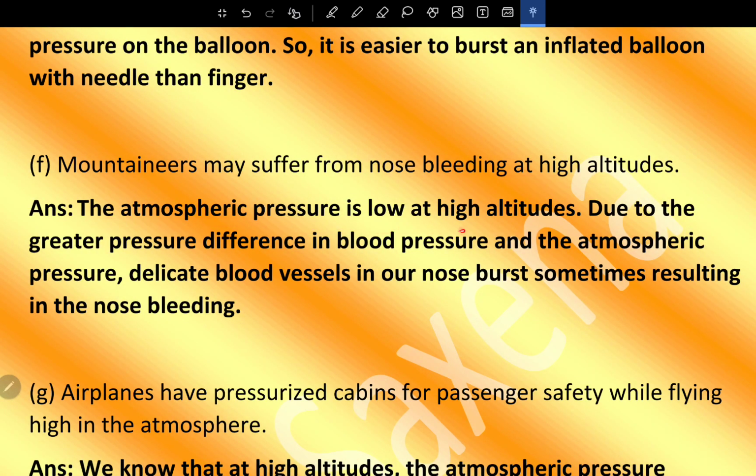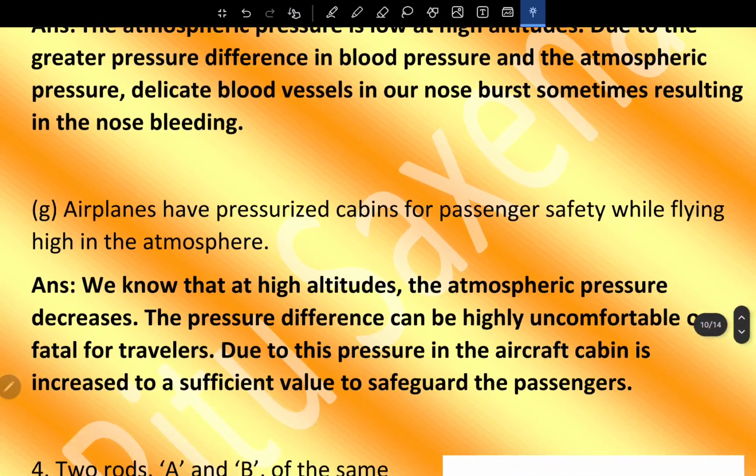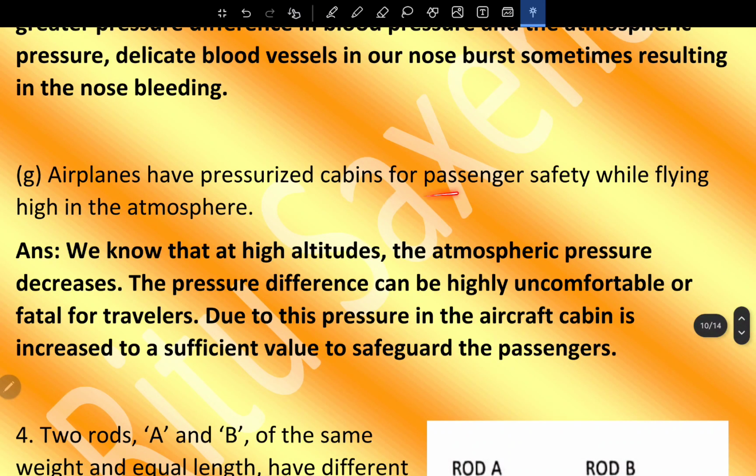The atmospheric pressure is low at high altitude, due to the greater pressure difference between the blood pressure and the atmospheric pressure. Delicate blood vessels in our nose burst, sometimes resulting in nose bleeding. Airplanes have pressurized cabins for passenger safety while flying high in the atmosphere.